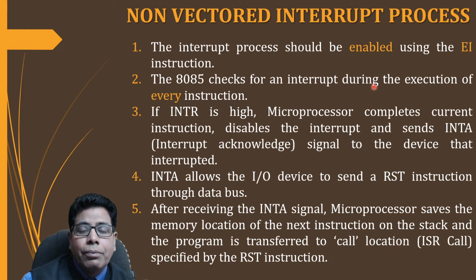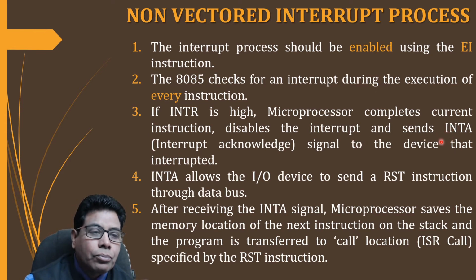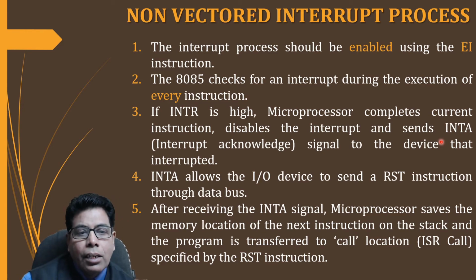and if it finds that INTR is high, it will complete the current instruction, disable the interrupt, and send the INTA, interrupt acknowledge signal, to the device that interrupted. This signal INTA is an active low signal, so actually INTA bar will go low. Then INTA allows the IO device to send an RST instruction through the data bus.